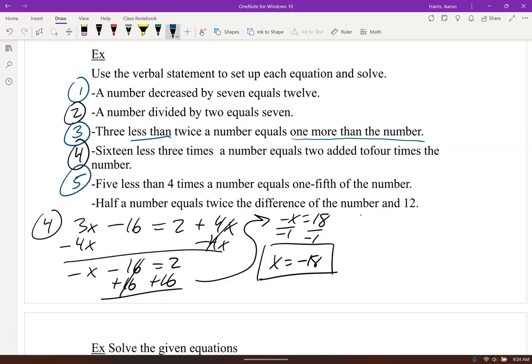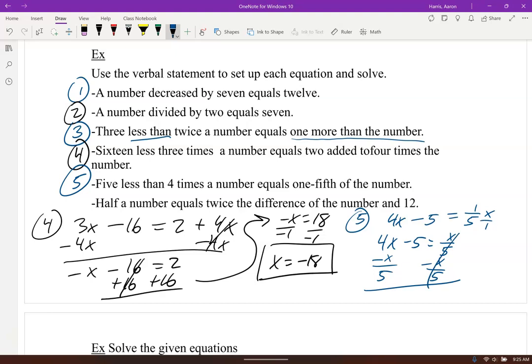Number 5. 5 less than 4 times a number equals 1/5 of the number. 1/5 of the number. I'm going to write that as x over 5. Same thing. Get all your x's on one side. So you've got, and let me come up here now, I got 4x minus x over 5 minus 5 equals 0. Well, this is over 1.